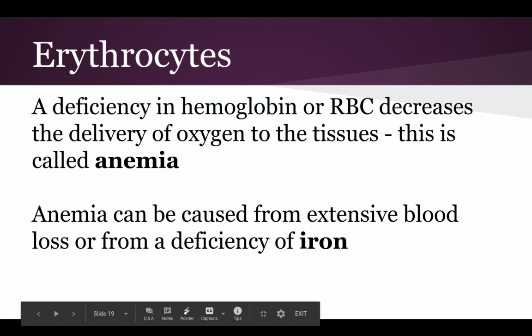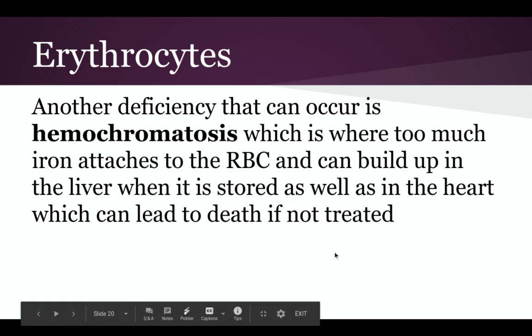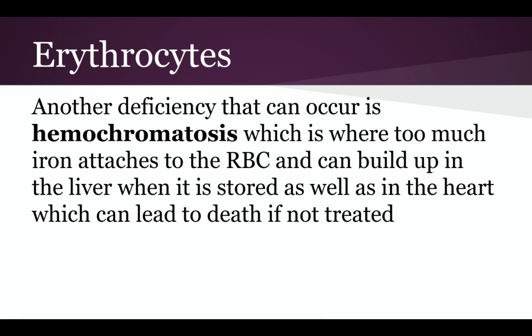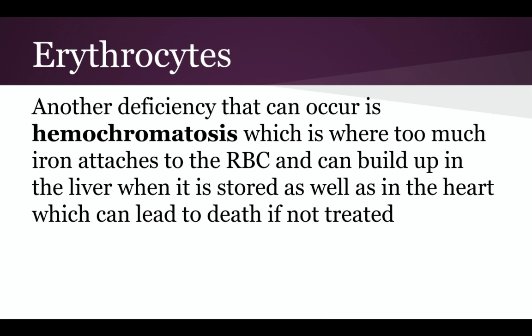So a deficiency in hemoglobin or in red blood cells decreases the delivery of oxygen to tissues. Okay, this is a condition called anemia. Anemia can be caused by extensive blood loss, or by a deficiency in iron. Another disorder that can occur is hemochromatosis, which is where too much iron attaches to the red blood cell. It builds up in the liver when it's stored, as well as in the heart, which can then lead to death if it's not treated.